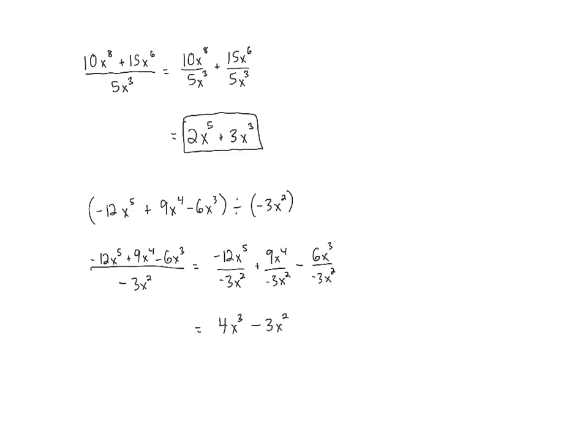Good. And then in this last term, it's going to become a positive because we are subtracting something that's going to be negative. So this becomes a plus 6 divided by 3 is 2, x cubed divided by x squared is x. And we've got our final answer, 4x cubed minus 3x squared plus 2.